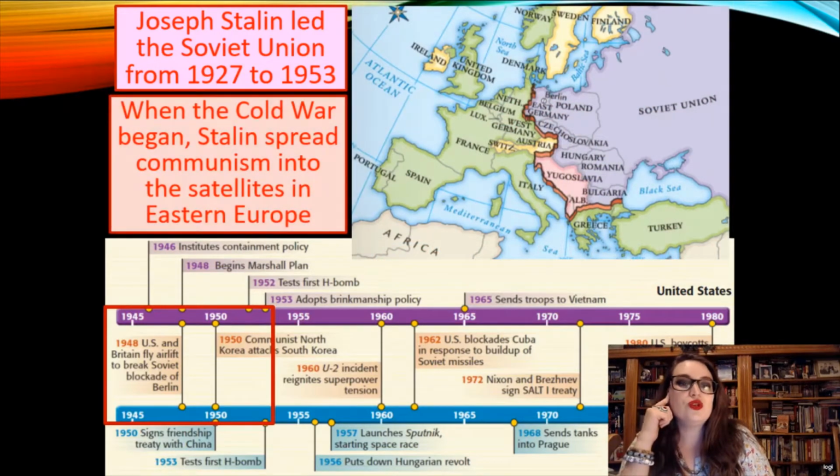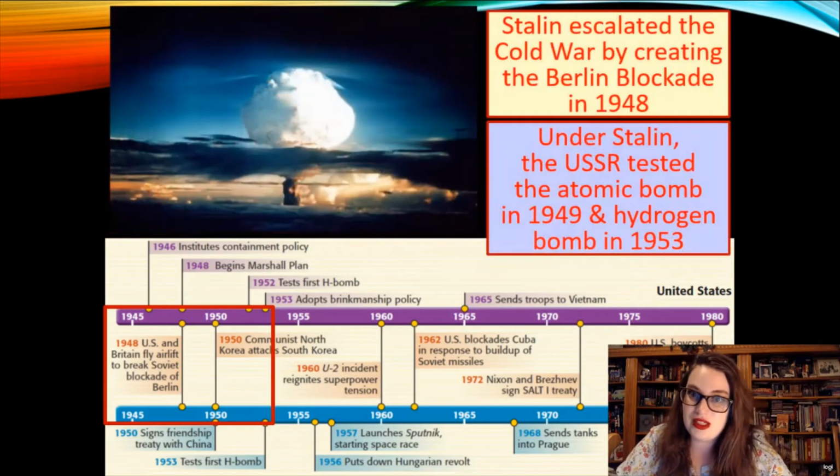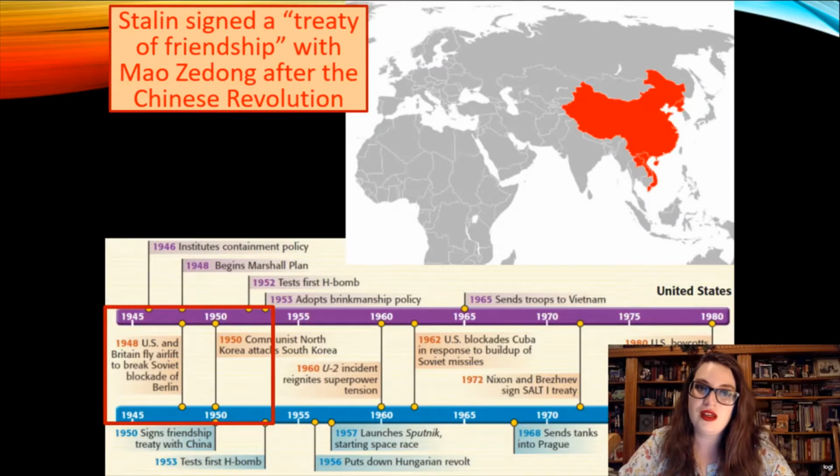When the Cold War began, Stalin spread communism into the satellites in Eastern Europe. We talked about that last segment. Stalin escalated the Cold War by creating the Berlin blockade in 1948. Under Stalin, the Soviet Union tested the atomic bomb in 1949 and then the hydrogen bomb in 1953. Stalin signed a treaty of friendship with Mao Zedong after the Chinese Revolution.